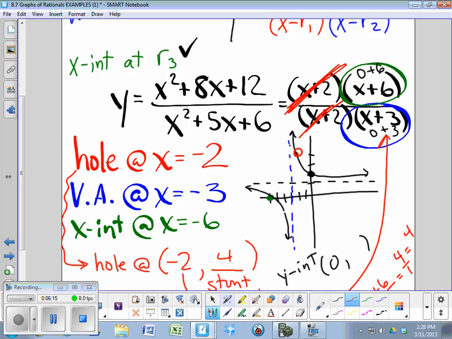So those are the basic features of rational functions. You have to find vertical asymptotes, holes, x-intercepts, y-intercepts, and horizontal asymptotes. Another discussion we're going to have later in this period is slant asymptotes. What happens when it's top-heavy?